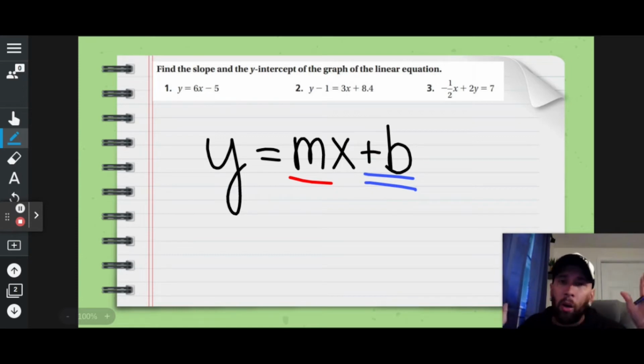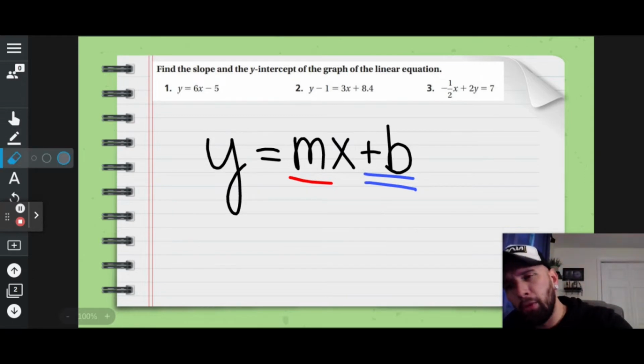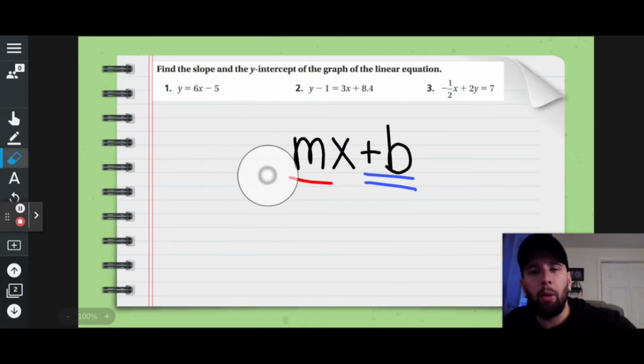I know there's methods that we could use for these problems that I could probably be a little cute, but I'm going to solve all of these for y, maybe combine like terms here and there, and get it to look like this. So I could say when y is all by itself, the number in front of x is my slope, and the number floating around is my y-intercept.